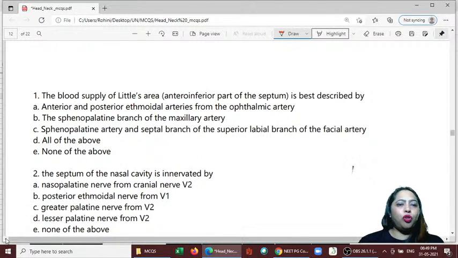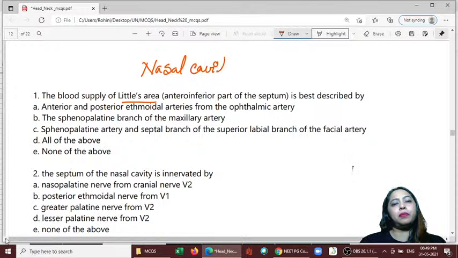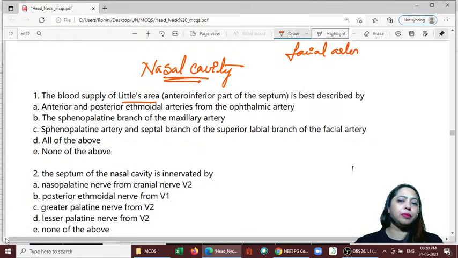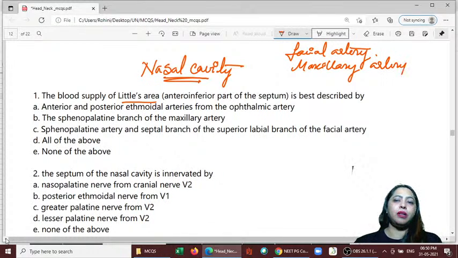The blood supply of Little's area. Where is this Little's area? We are talking about the nasal cavity. Nasal cavity has a small area in front which is called the Little's area. It is best described by what? There is an anastomosis between the facial artery, maxillary artery and ophthalmic artery.